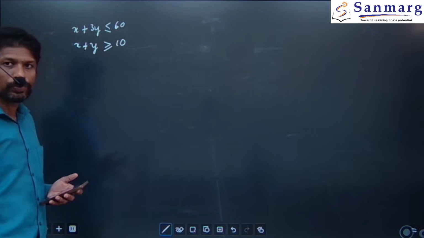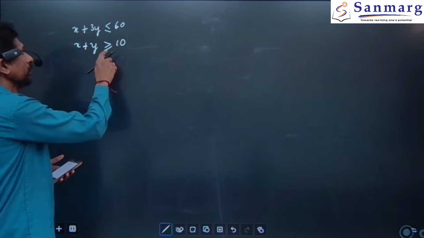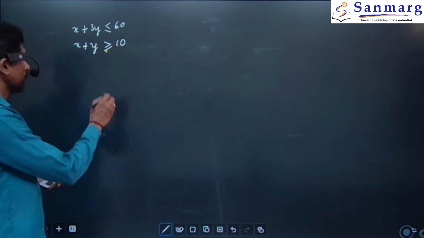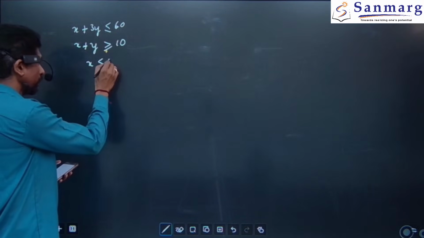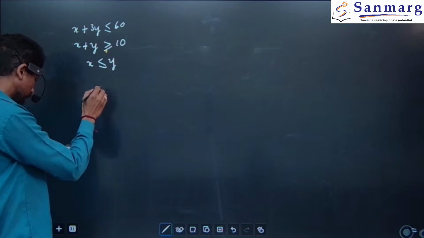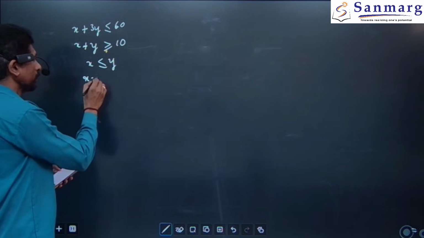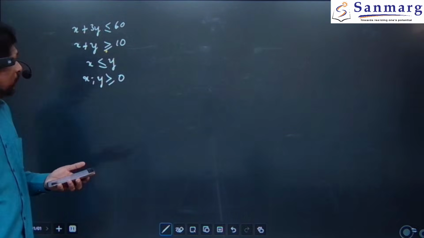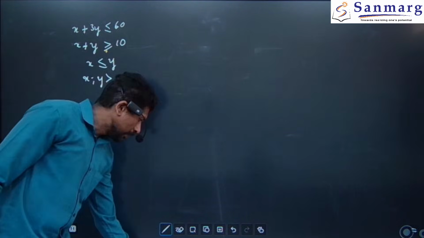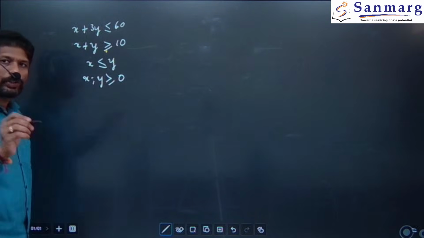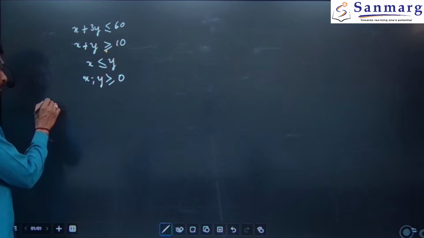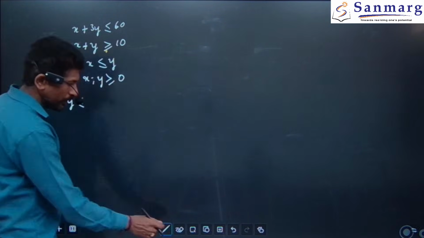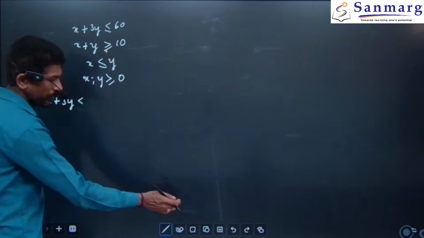When it is less than or equal to 60, it is always a true function, and when it is greater than or equal to, it is a false function. The third one is given as x is less than or equal to y. And the last constraint is x, y greater than or equal to 0, which commonly lies in the first quadrant. Now we have to find the corner points on the axes. For x plus 3y less than or equal to 60, you have to consider equal to 60 only.